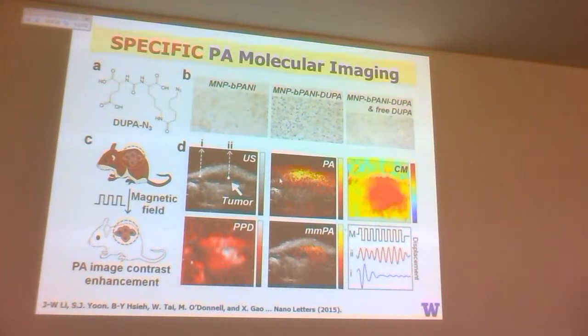So these are SPIONs, actually? These particles are SPION? The core is. Right. The core is. Okay. And the core is about 25 nanometers, and the total particle diameter is about 50.